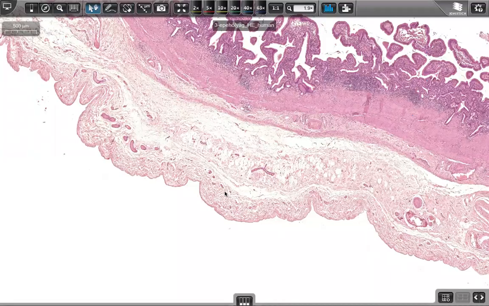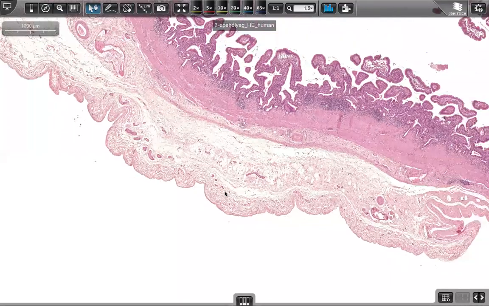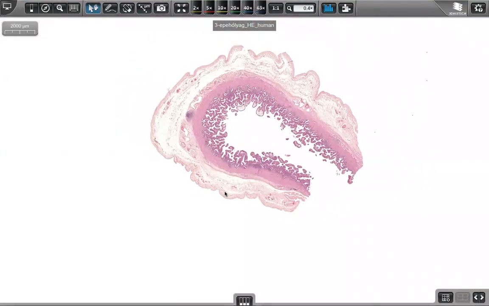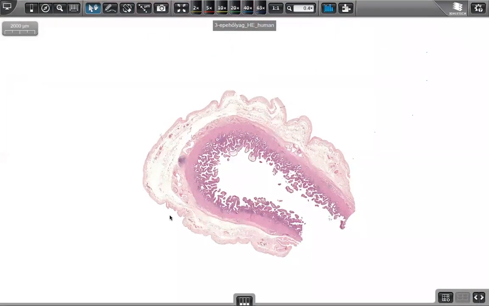outermost layer, and you know the gallbladder is a little bit different than the other organs because it also represents two sides. There is a serosal side and there is an adventitial side.